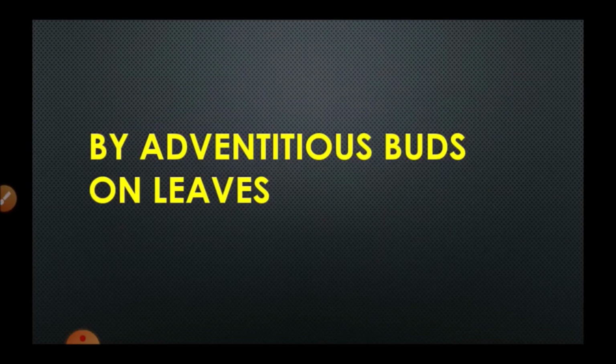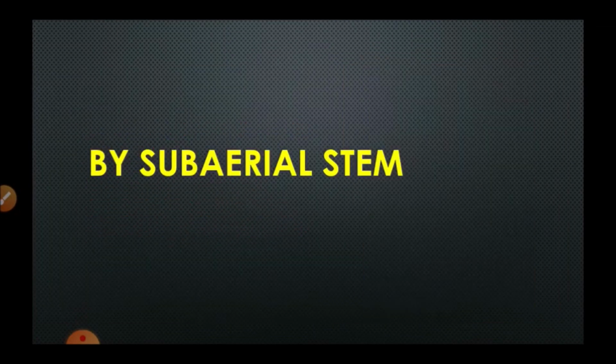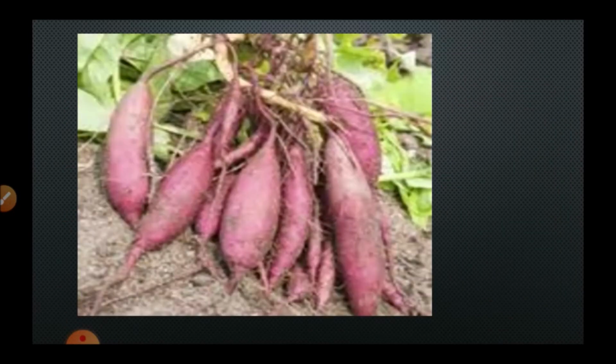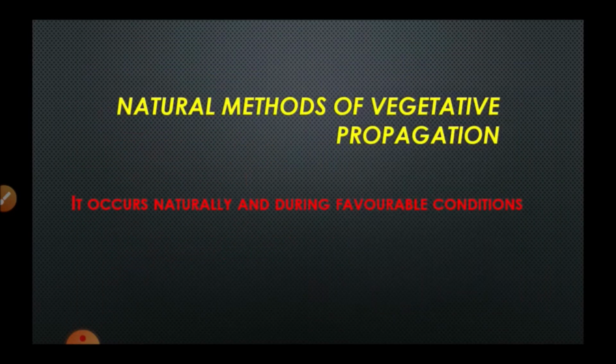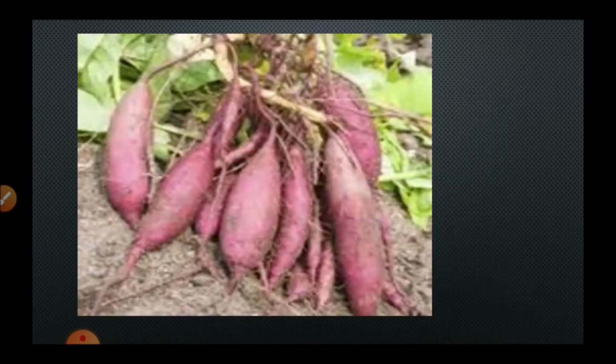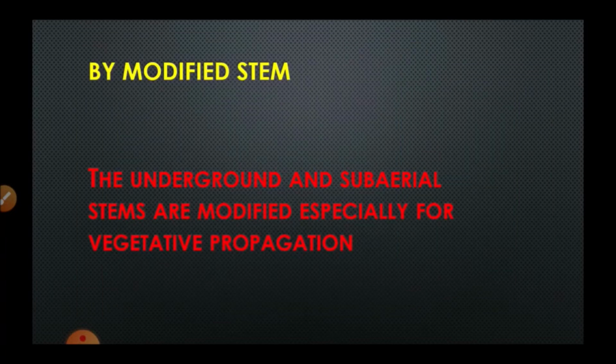So let us revise what we have studied in this video. Children, I have told you the different methods of natural vegetative propagation. It occurs naturally and during favorable conditions. The first one was by modified root. We have taken the example of sweet potato and we have seen how new plants arise from the roots. Then I told you about modified stem.